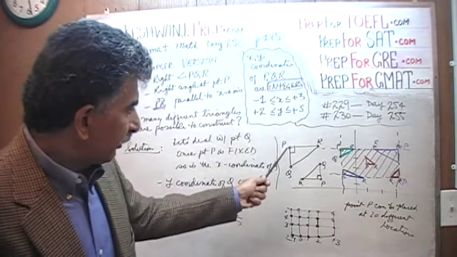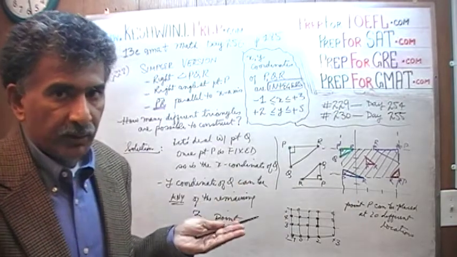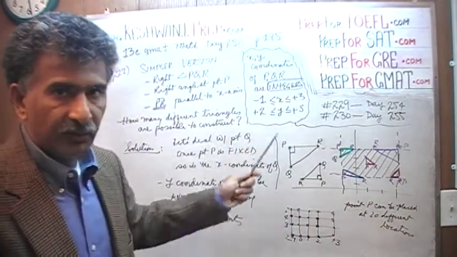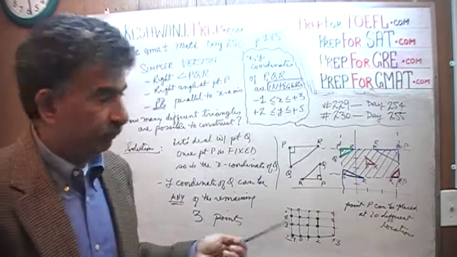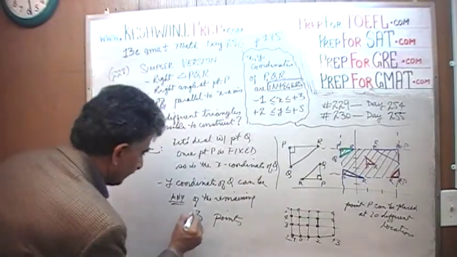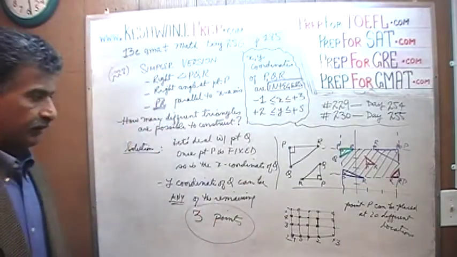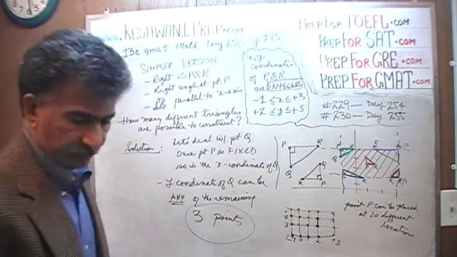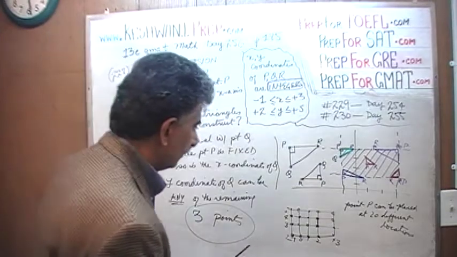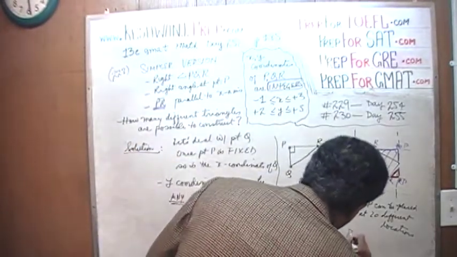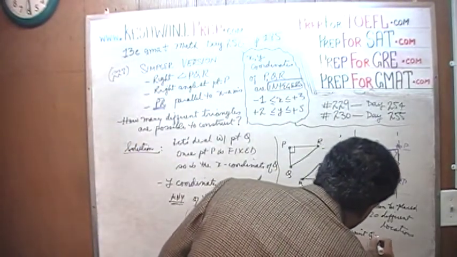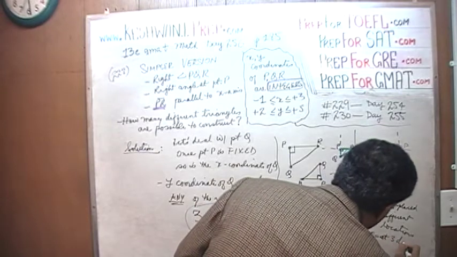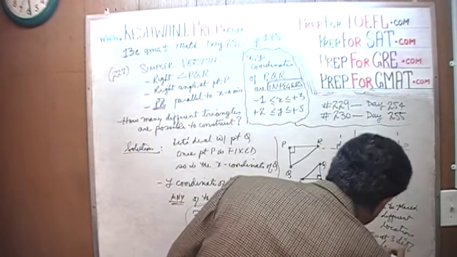So once we've chosen point P, we have used up one of the y coordinates. Out of the 4 possibilities, 2, 3, 4, 5, we have used up 1 for P, which means there are only 3 possibilities for Q. Let's make a note. Point Q can be at 3 different locations.